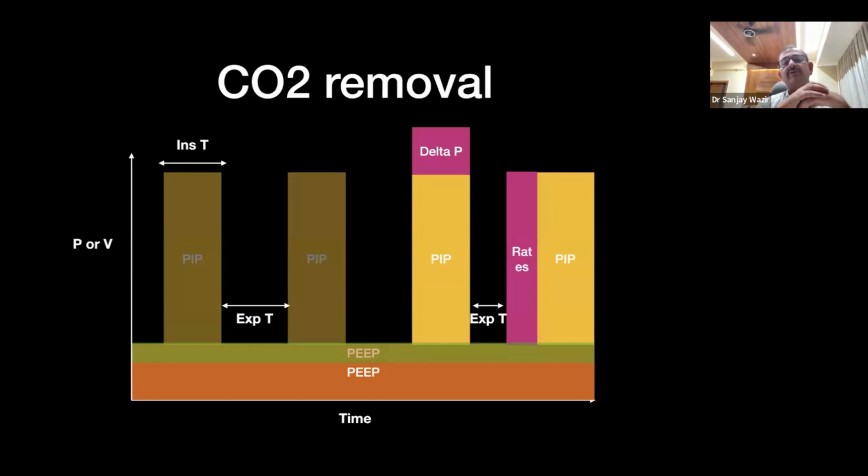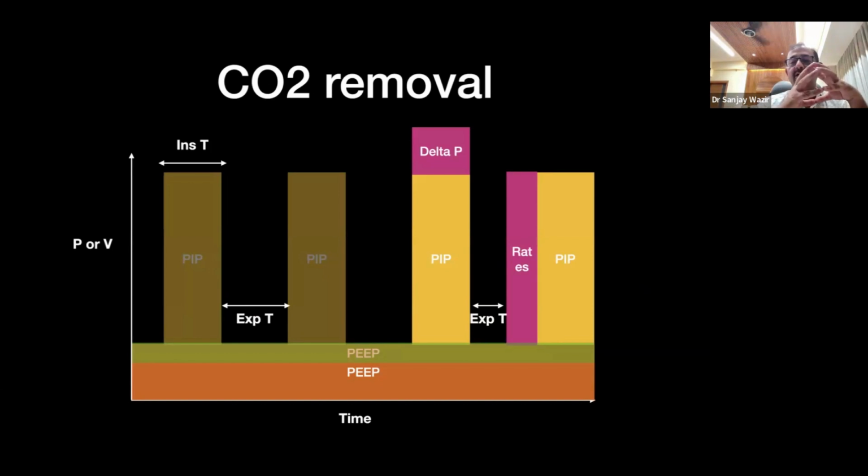On the other hand, what determines the CO2 removal is the amount of inflation that you see whenever you inflate a lung. So the more the inflation, the more the alveolar ventilation, and the more the chances that you will remove the CO2. So in that case also, the first parameter which would determine the CO2 removal is the PIP. Once you increase the PIP, your CO2 removal would increase.